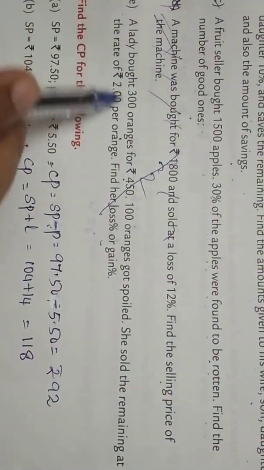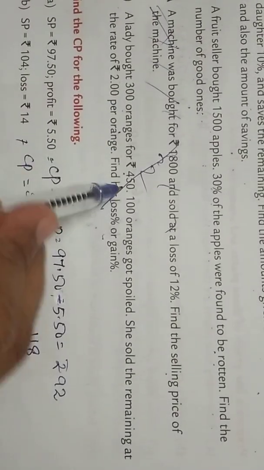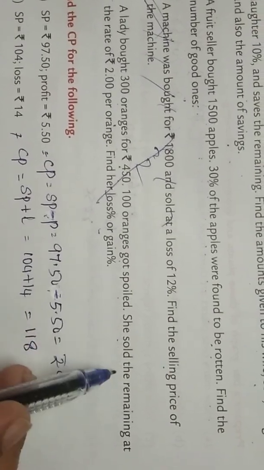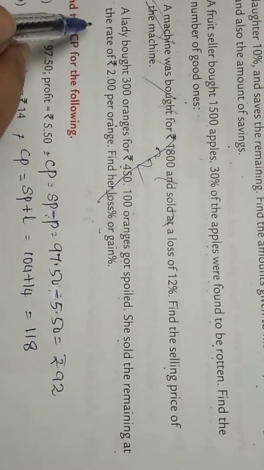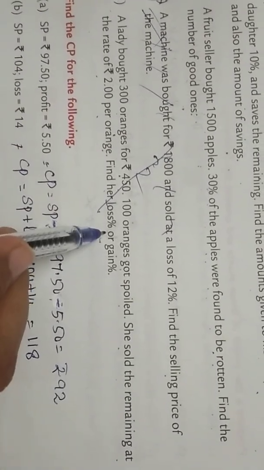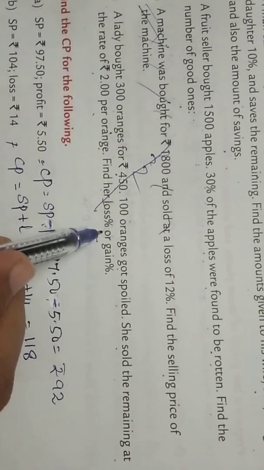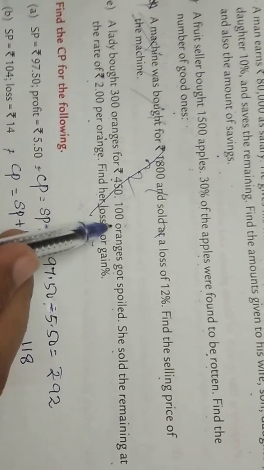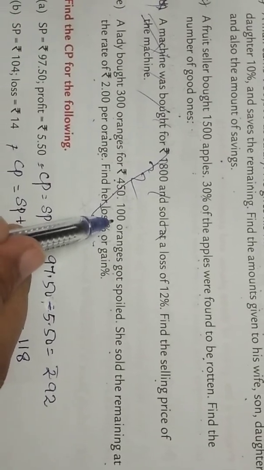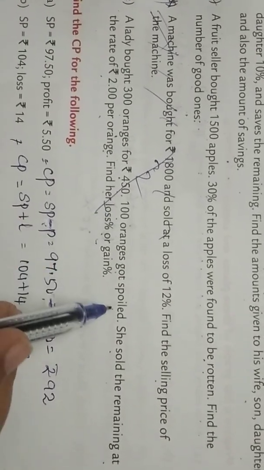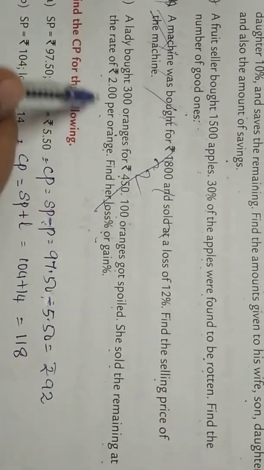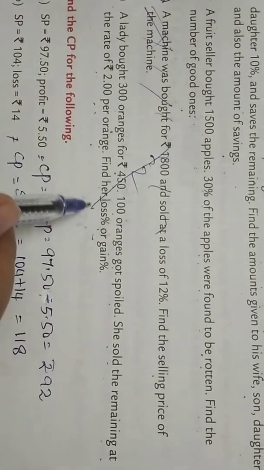A lady bought 300 oranges for 450 rupees. 100 oranges were spoiled. She sold the remaining at the rate of 2 rupees per orange. Find her loss or gain. That means she has 300 oranges and she bought them for 450 rupees. But from it 100 are rotten. That means now in her hand only 200 oranges. And she sold the remaining 200 oranges at the rate of 2 rupees per orange. Find her loss or gain.